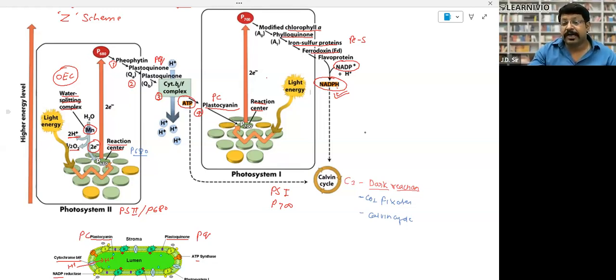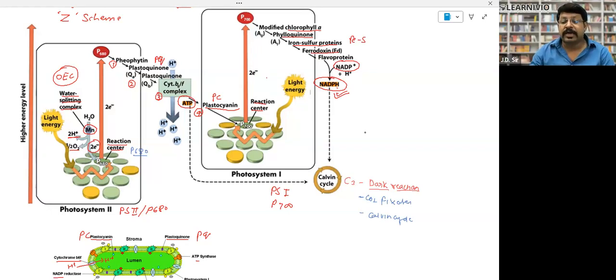NADP plus, when it receives electrons, combines with hydrogen, which means it is reduced, and NADPH is formed, right? So try to understand, this is the question for you. Who is the final electron acceptor? NADP plus is the final electron acceptor. And this NADPH and the ATP produced at the cytochrome b6f complex, both are utilized in the Calvin cycle.